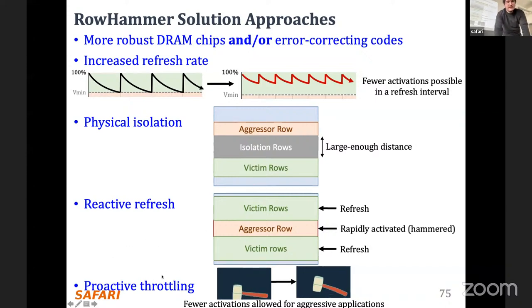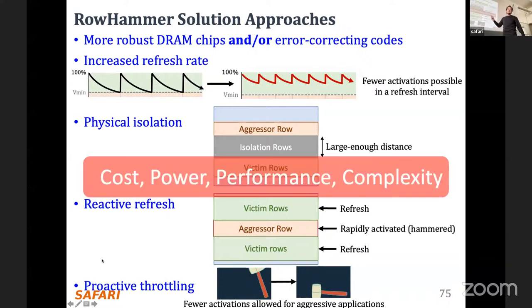The other method is to proactively throttle accesses to an aggressor row before it can induce RowHammer bit flips. I'll talk about one work that we did that is based on proactive throttling, and a few other works that use the reactive refresh method in the upcoming slides. All of these techniques have different cost, power, performance, and complexity trade-offs. To this day, I argue that we are still not sure what the best one is. Probably a combination of all of them will end up being the best one in the future.